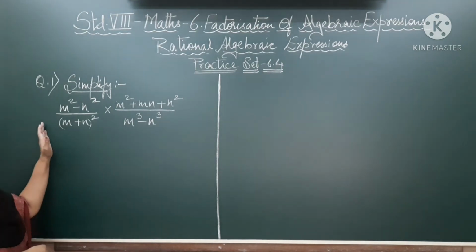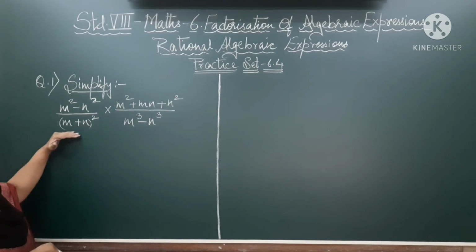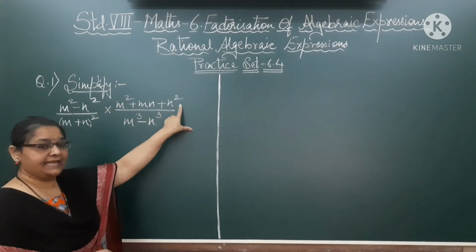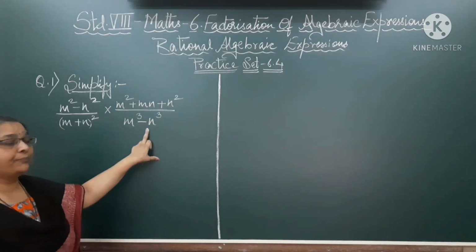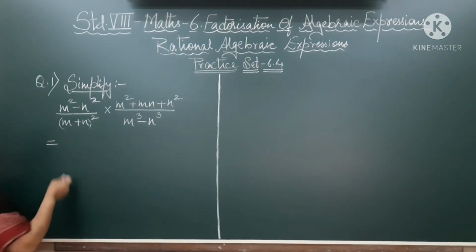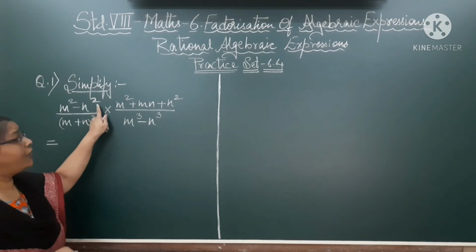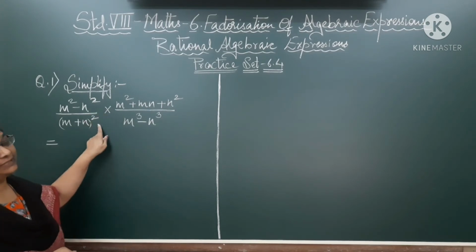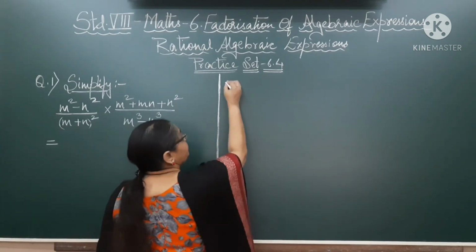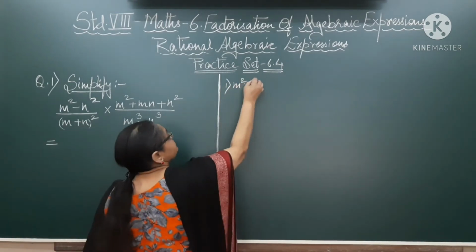So first example, we have to simplify m square minus n square upon m plus n the whole square multiplied by m square plus mn plus n square upon m cube minus n cube. Now here let us start simplifying, but we need to find out the factors of the given algebraic expressions separately. So let us start with the first one here. I am going to write it on the right hand side of the board. First is m square minus n square.